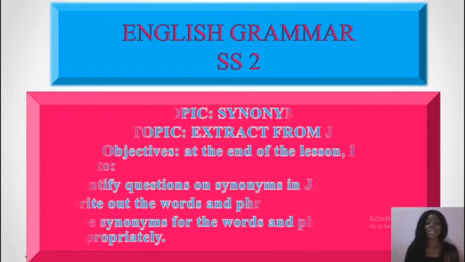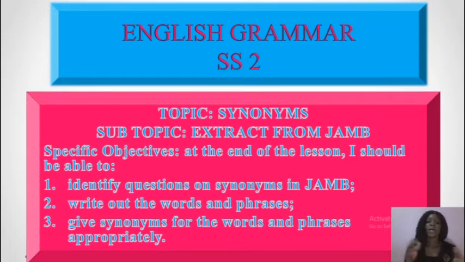The specific objectives are stated thus. Number one specific objective is that you should be able to identify questions on synonyms in JAM. That is our main focus. We are looking at synonyms extracts from JAM. So you should be able to identify questions on synonyms in JAM. You should be able to know how they set their questions and how the questions appear.